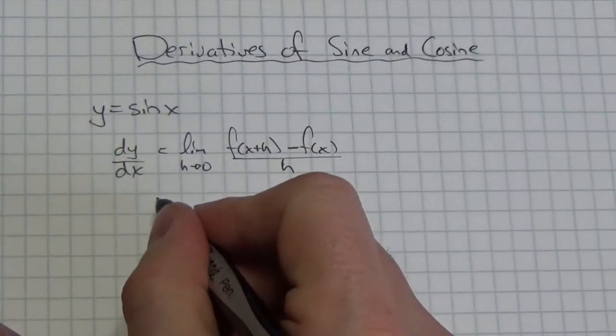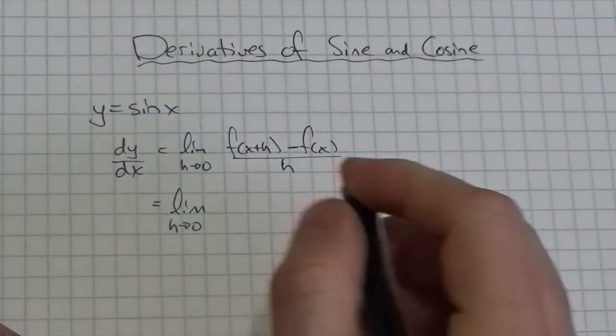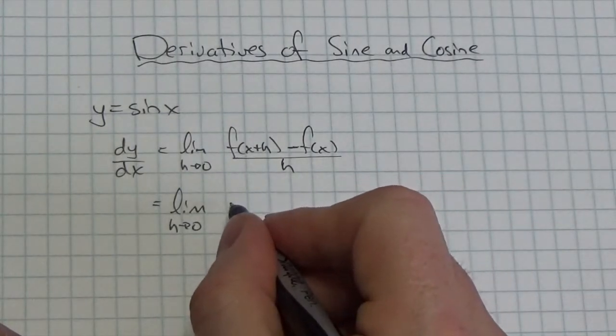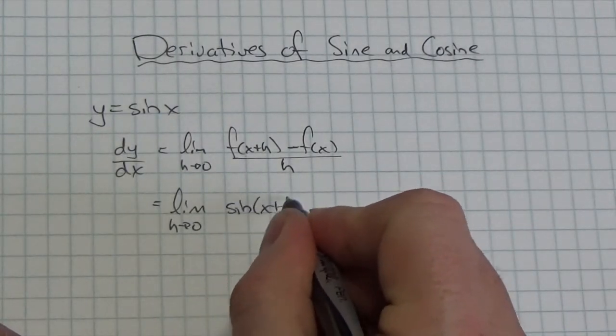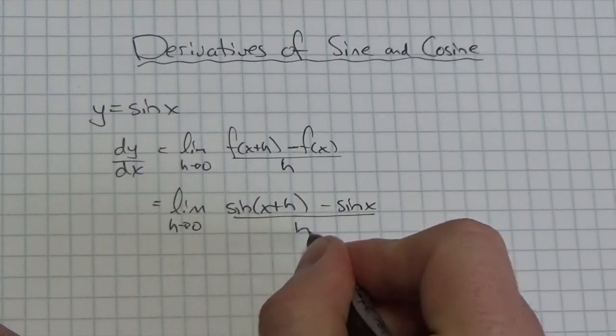Now, we'll do a substitution. So this will be the limit as h approaches 0, and we'll plug in the function here. So this will now be the sine of x plus h minus the sine of x, all over h.